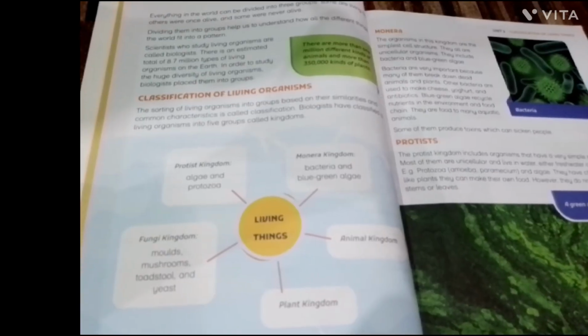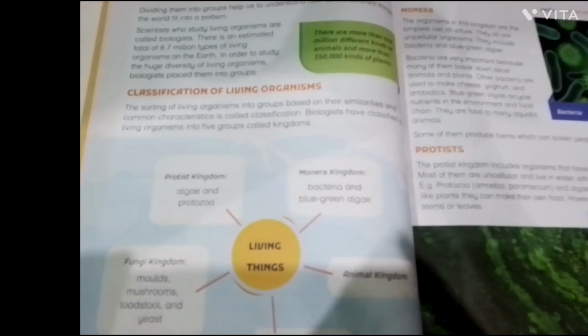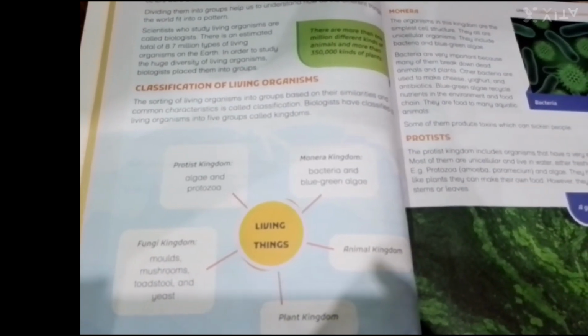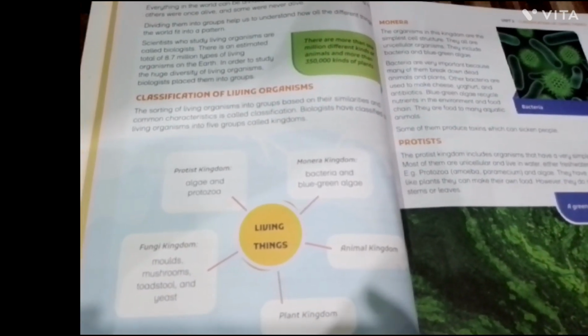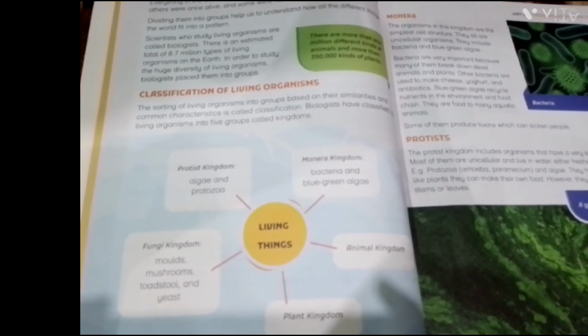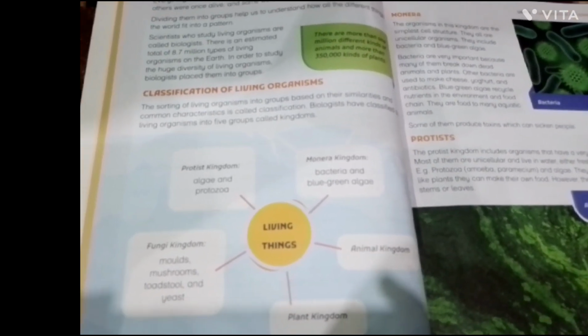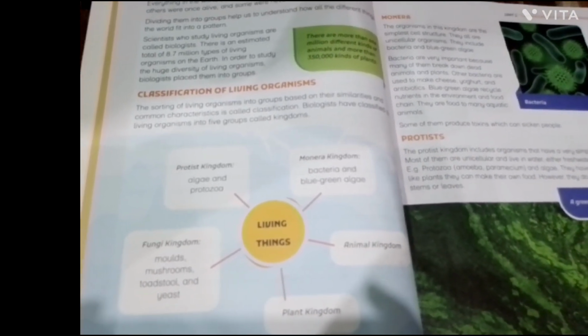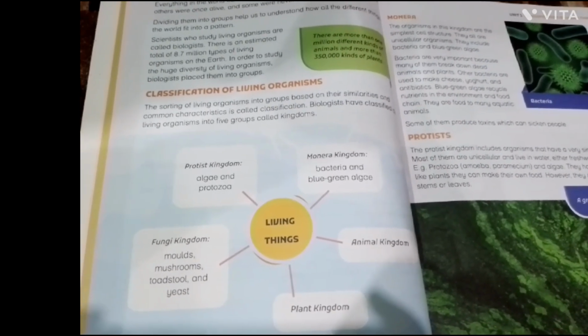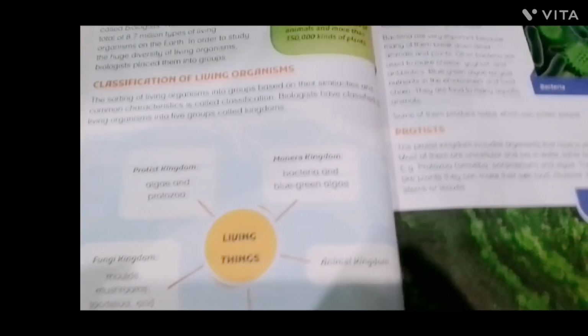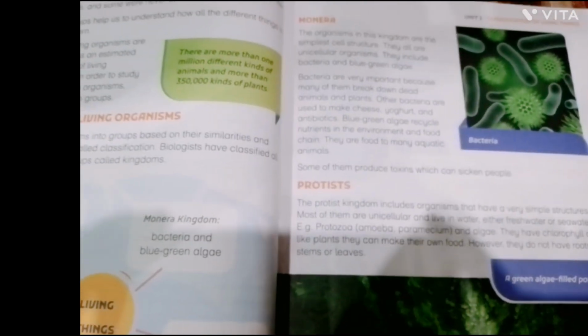Grouping living things by their common characteristics is called classification. Biologists have classified living organisms into five groups: the Protista kingdom, fungi kingdom, plant kingdom, animal kingdom, and Monera kingdom. Now we will study each of these kingdoms one by one, briefly.